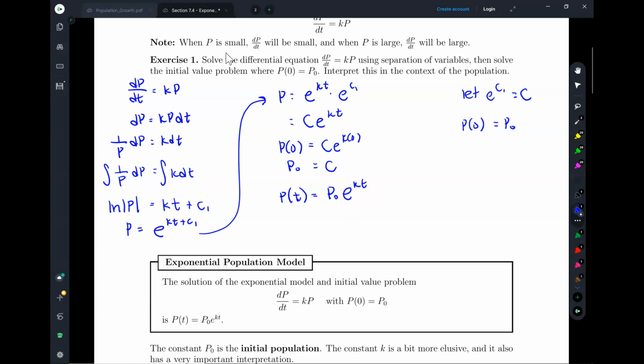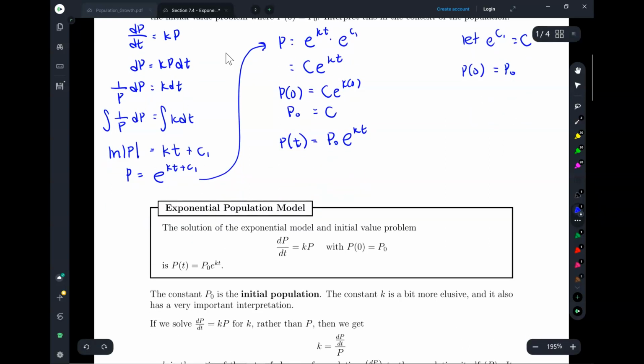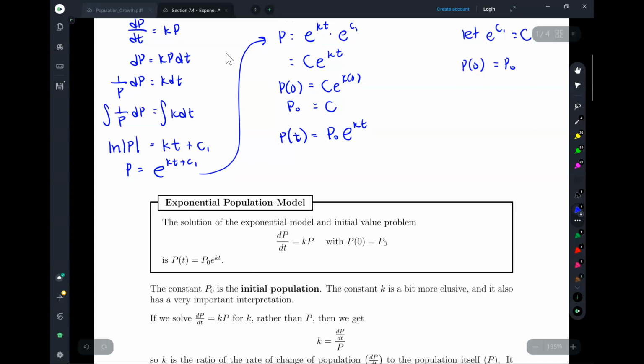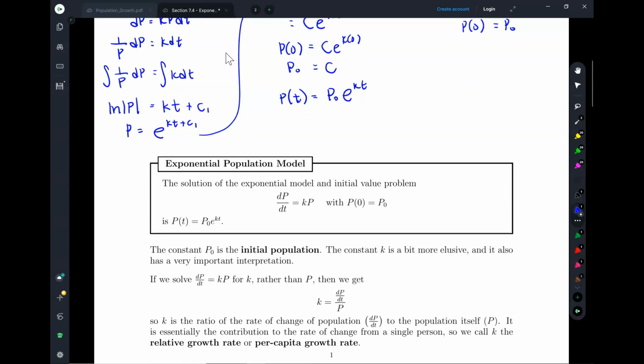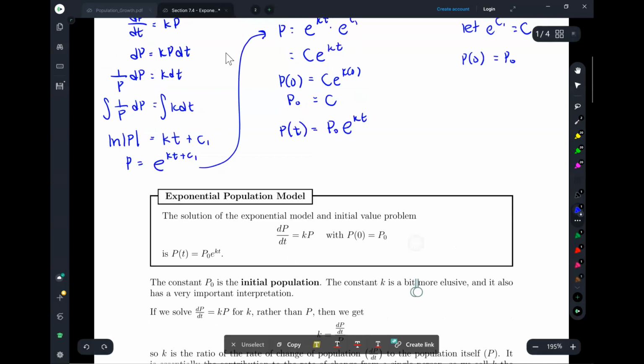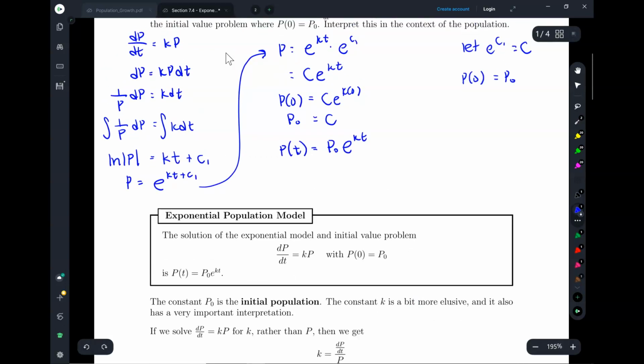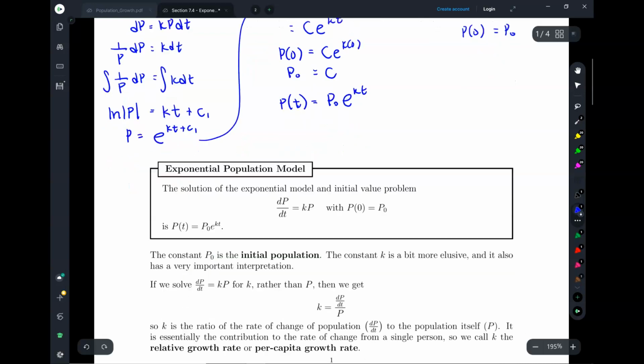So we just used the separation of variables technique to solve this general differential equation, dp dt equals kp, and we have what's called an exponential population model, or sometimes exponential growth model, but specific to population. So the solution is p of t equals p naught e to the kt. Now let's talk a little bit more about this particular model. It's relatively clear that p sub 0, or p naught, is the initial population, right? You plug in 0 for t, this becomes 1, so you end up getting that initial population value, okay?